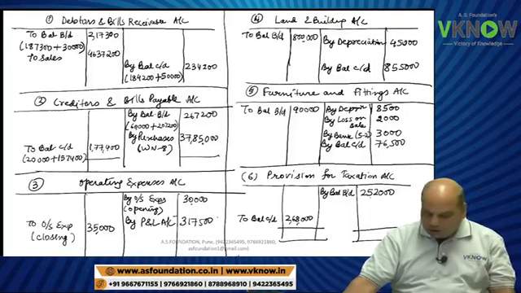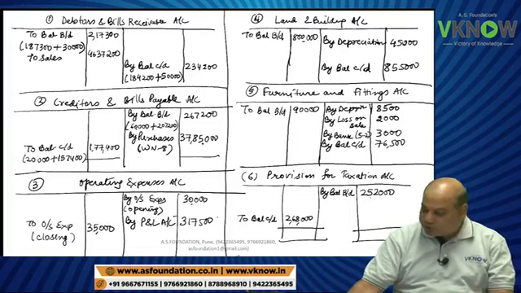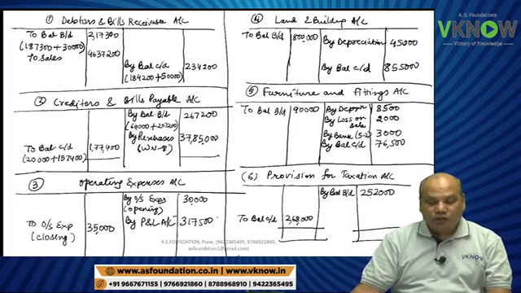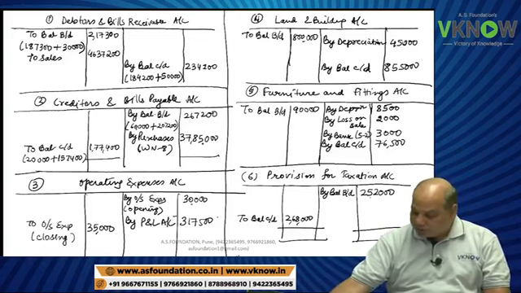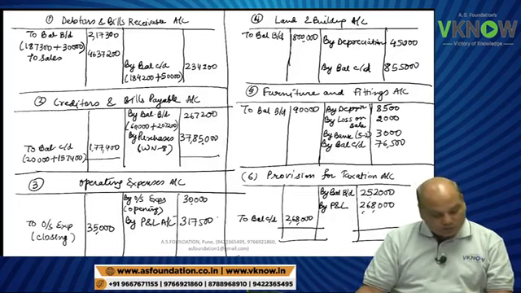Next line, P&L account. Preliminary expenses we have discussed, it is over. Net profit before income tax, this is not required. Provision for income tax 2,68,000, working note 6. Provision for income tax account, by P&L account 2,68,000. Net profit after income tax not required.